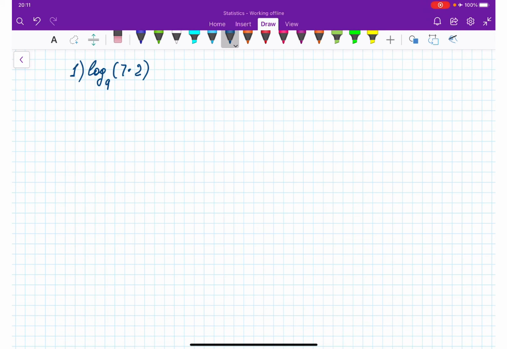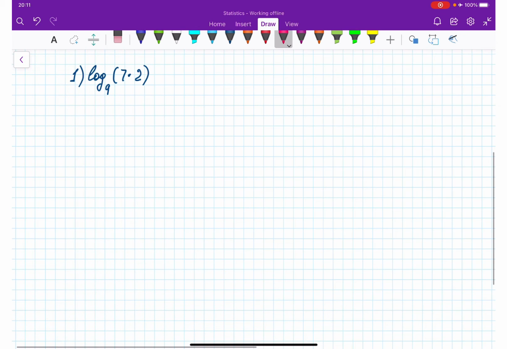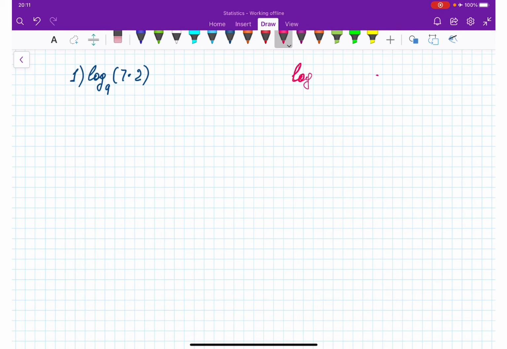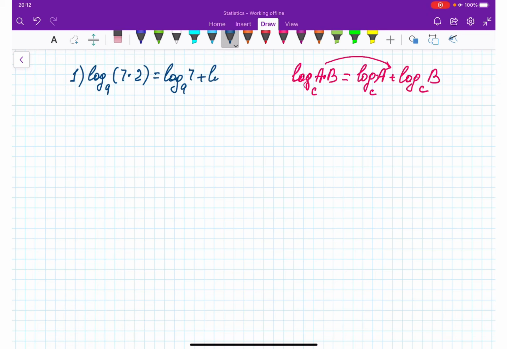So here we're going to use properties of logarithm. Based on properties of logarithm, if we have a product, multiplication, then logarithm of a times b by base c is equal to logarithm a by base c plus logarithm b by base c. Which means multiplication between them will be converted into addition. So here we have logarithm 7 by base 9 plus logarithm 2 by base 9. Okay, next question.